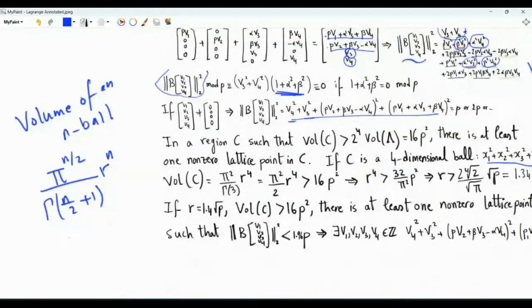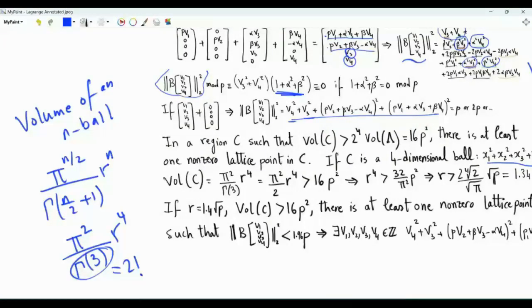In our case, n is equal to 4. So this is pi squared divided by gamma. And then here we have 4 divided by 2. That's 2 plus 1, gamma 3. And gamma 3 is equal to the factorial of 2, which is 2. And then we have r to the power 4. So the volume is pi squared over 2 times r to the power 4.